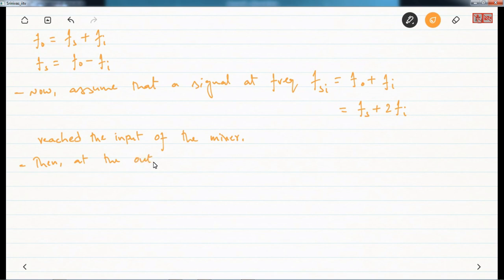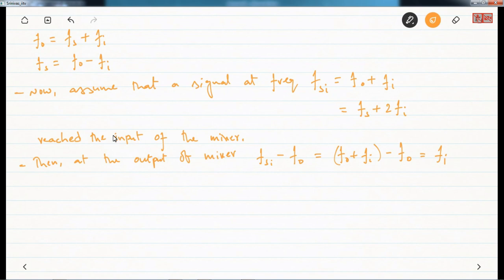Then at the output of the mixer, as I said, the mixer will have the sum and difference frequencies of Fsi and Fo. So we'll have one difference frequency, which is Fsi minus Fo, equivalent to Fo plus Fi minus Fo, because Fsi is equal to Fo plus Fi, which is equal to Fi, right?